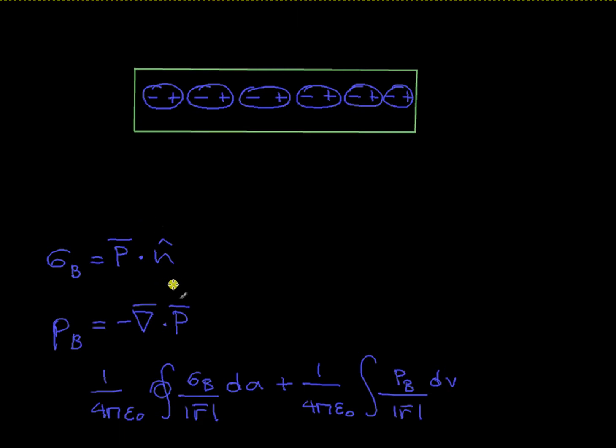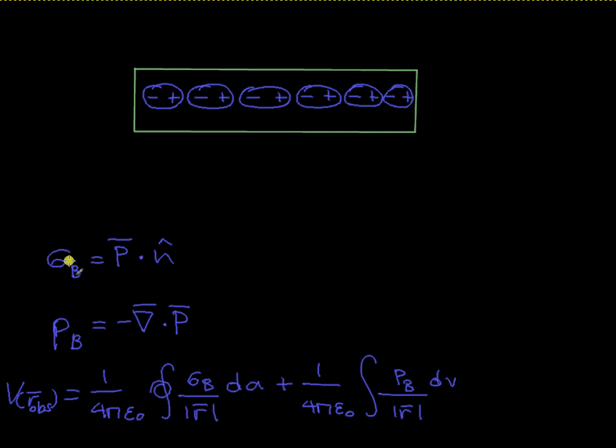Now, I want to remind you what the theory is, what we found. If you want to find the potential at your observation location, then you have to add two integrals. You have to assume that you have a surface charge density on the surface, and this integral will give you the contribution to the potential from your surface charge density. And you also have to assume that you have a volume charge density, and the integral of that will give you the contribution to the potential.